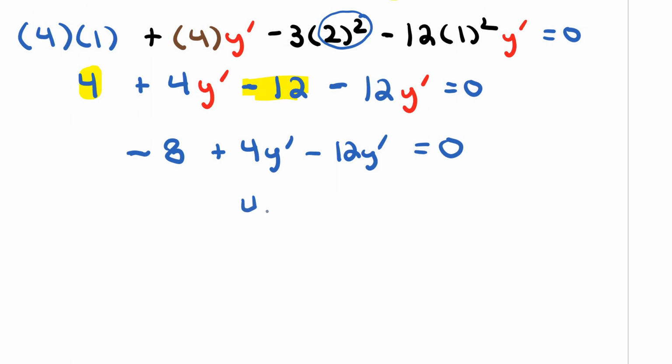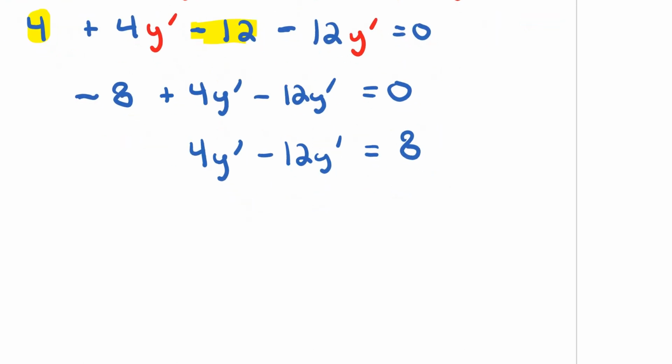Okay, let's go ahead and solve for y prime. We'll move the minus 8 over, so that'll become positive 8. And then 4y prime minus 12y prime is going to be negative 8y prime. Right, so we're just taking 4 minus 12, which is negative 8, and then we divide both sides by negative 8, so now you get negative 1.